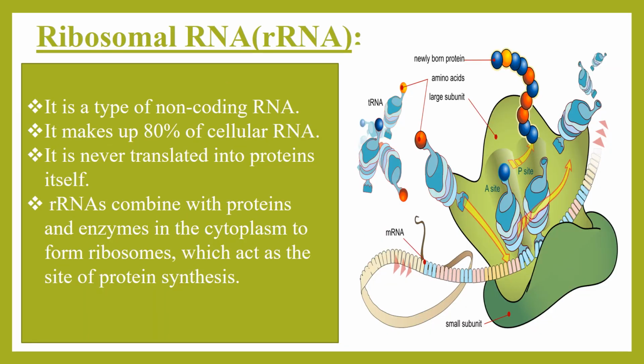The third type of RNA is the ribosomal RNA. Ribosomal RNA is a type of non-coding RNA. It accounts for 80% of the cellular RNA. The ribosomal RNA is never translated into protein itself. Ribosomal RNA combines with certain proteins and enzymes in the cytoplasm to form the ribosomes. And we know that the ribosomes are the sites for protein synthesis.